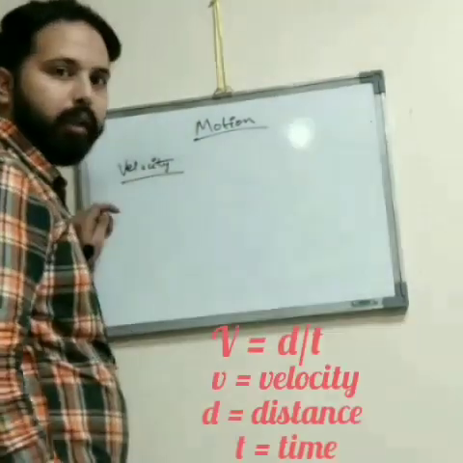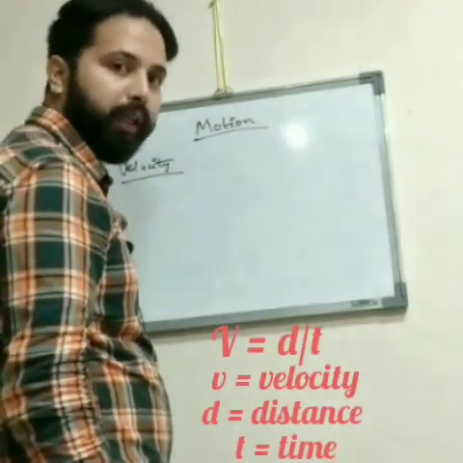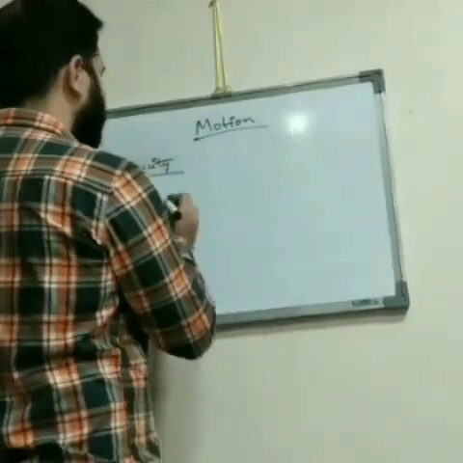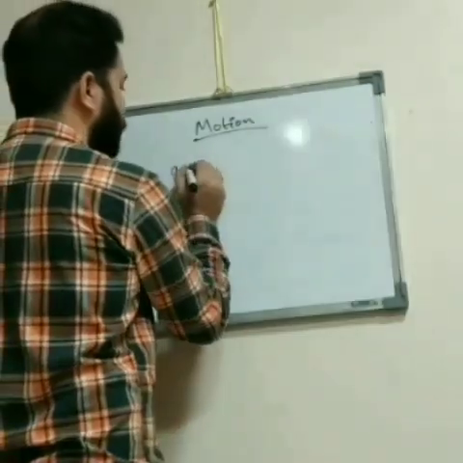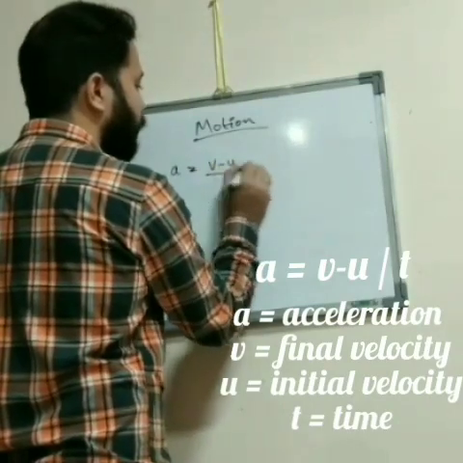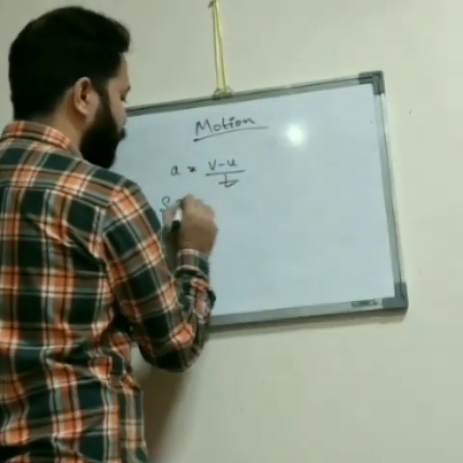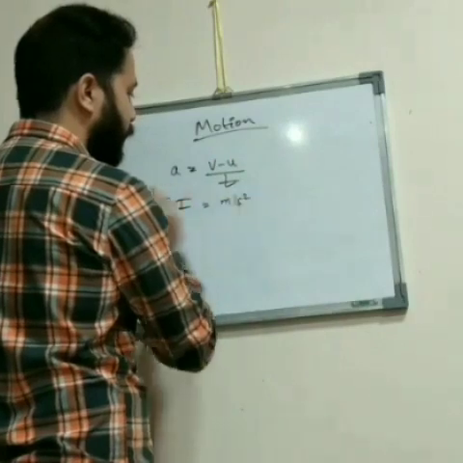What is velocity? The distance traveled by an object moving in a definite direction is known as velocity. Acceleration: the change in velocity of an object per unit time is known as acceleration. a is equal to v minus u upon t. The SI unit of acceleration is meter per second square.